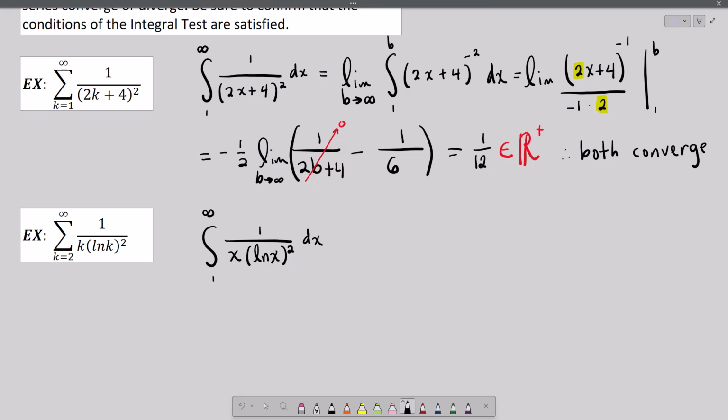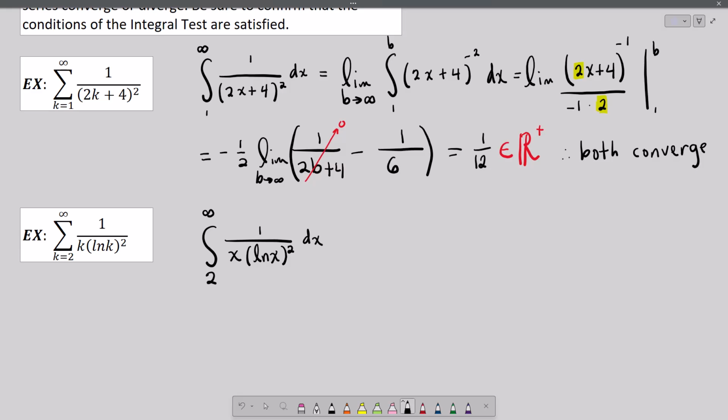Okay, does the fact that k is 2 and not 1 impact this? So this can't start at 1, because what would happen if you plugged 1 into that natural log function? Yeah, you have division by 0, which is not okay. So it has to start at 2, so we don't get division by 0. Good eye. Whatever this initial index value is, that will be where your improper integral starts. That will always be the case.